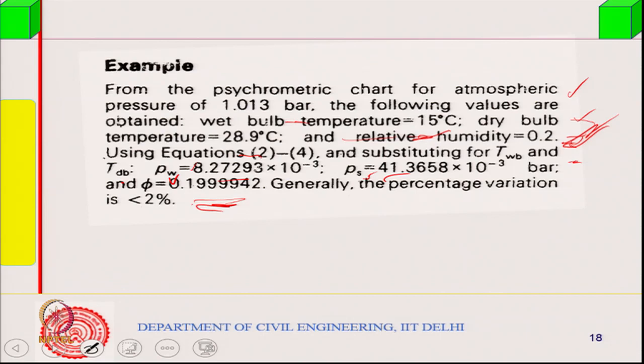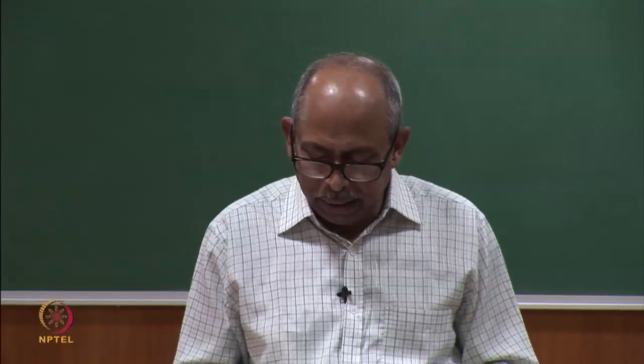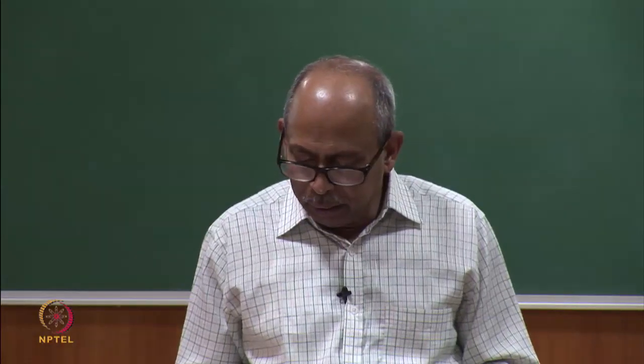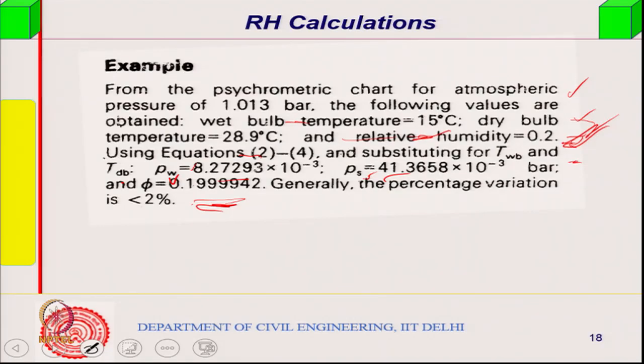So, the error is about 0.2%. So, you can validate this by calculation, whether this is matching or not. From the psychrometric chart, for this dry bulb temperature and wet bulb temperature, the relative humidity is 20%. If you use the formulae, you will get about 19.99% and so on. So, you can check this, usually the error is small.